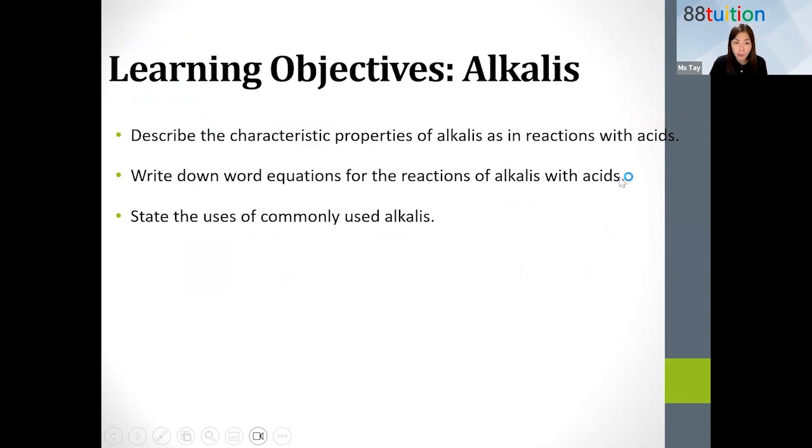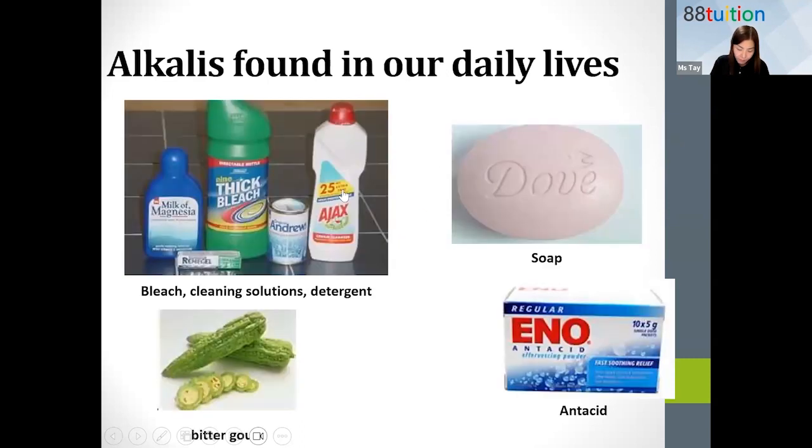Now, alkalis are found in our daily lives. So you need to know how to describe characteristic properties of alkalis in reaction with acids, write down word equations for the reaction of alkalis with acids, and state the uses of commonly used alkalis. So you can see what we have in our daily life. Cleaning reagents like bleach, detergent, all right? Bitter gourd. Yep, bitter gourd is actually edible. It contains alkali. That's why it's very bitter.